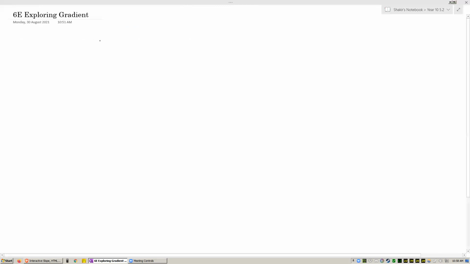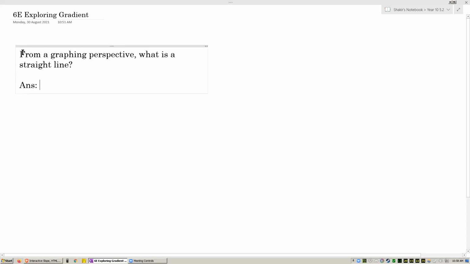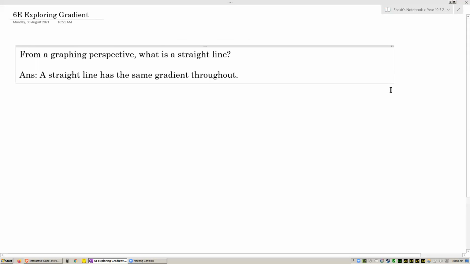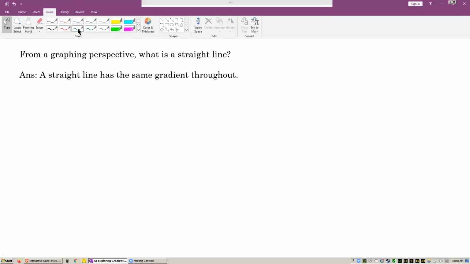Now, when we look at graphs, from a graphing perspective, what is a straight line? You have to understand this. And the answer is a straight line has the same gradient throughout. That's a very, very informal definition. I completely made it up, but it's true. It might not be a formal definition per se, but it's certainly true, and it's something that you need to understand. So a straight line has the same gradient throughout.